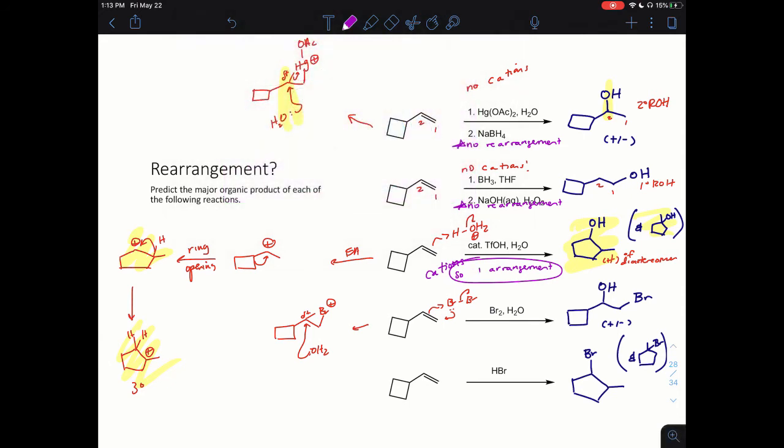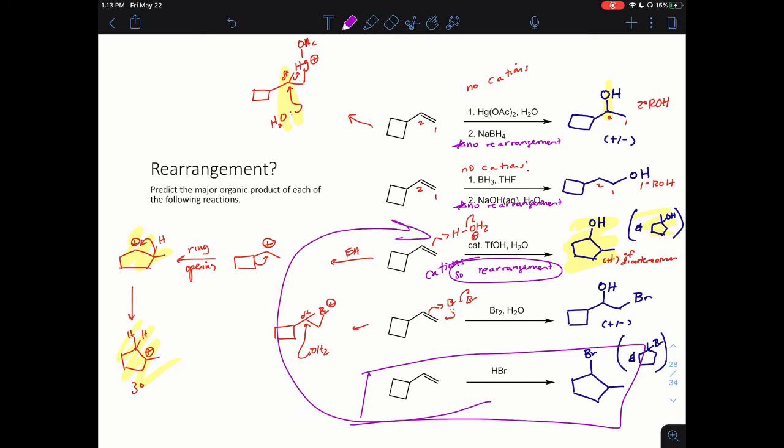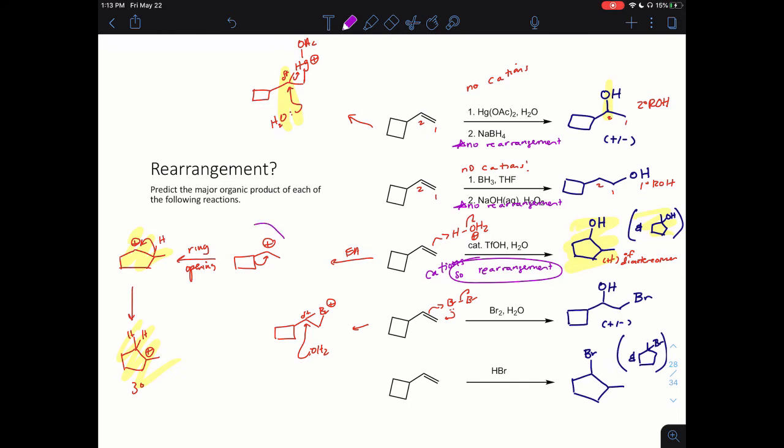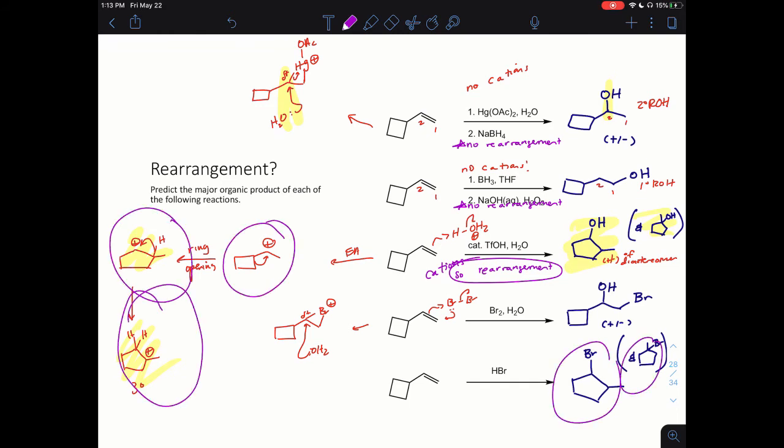All right, awesome. Last one, we have HBr addition. Same explanation as for acid catalyzed hydration. There's the same cation that's formed. This one, it ring opens, it can keep going, and that can make the 2 products shown.